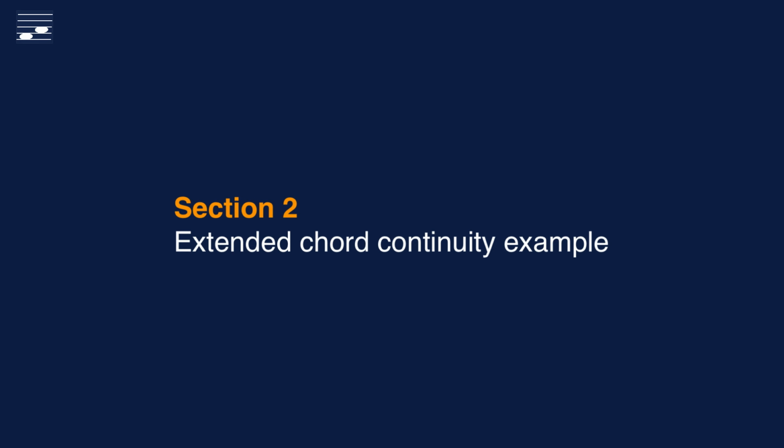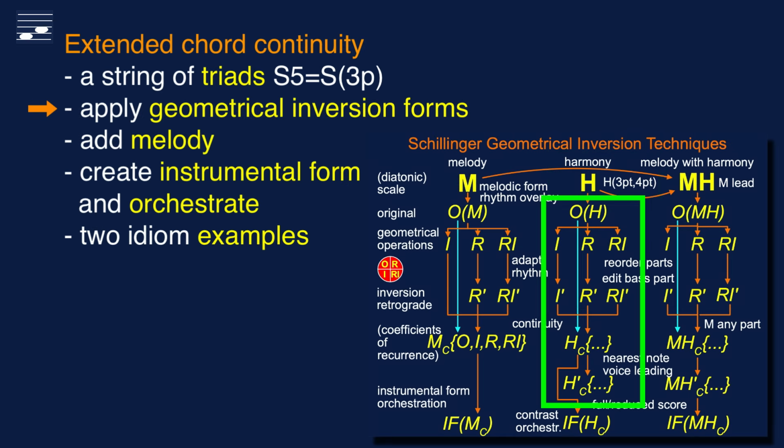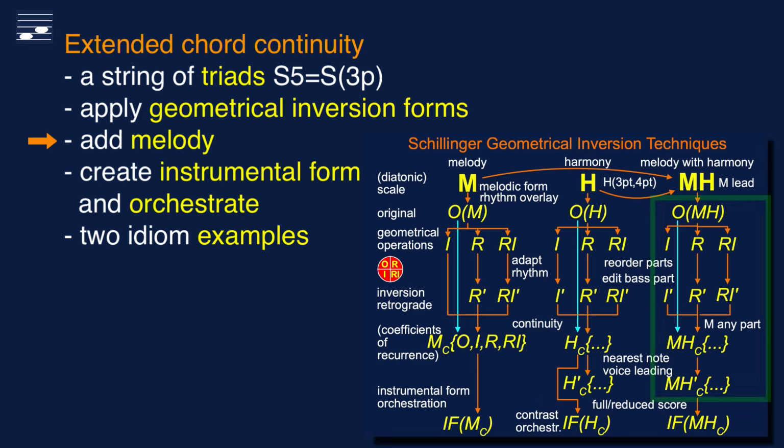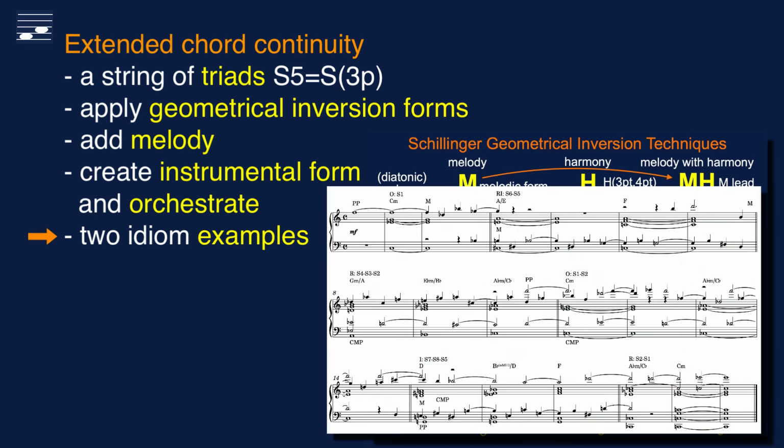This tutorial is based on a single chord continuity with specific characteristics. A sequence of geometrical inversion forms yields the continuity, to which we then add melody. From this framework we generate instrumental forms that we finally orchestrate in different musical idioms.